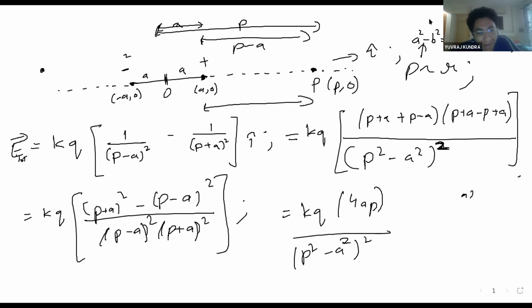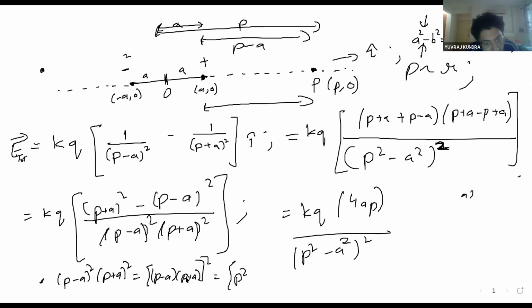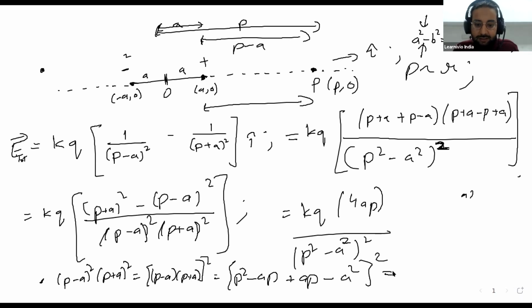Wait, one minute. Let's open this: (p − a) whole square. Why are we confusing ourselves? Whenever there is confusion, do it normally. So what is this? This is (p − a) into (p + a) whole squared, correct? So let's open this. This is p² − ap + ap − a², whole squared. The ap and ap cancel out, and this just gives (p² − a²) whole square.